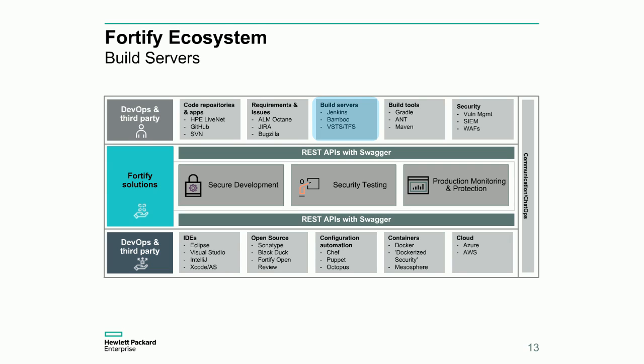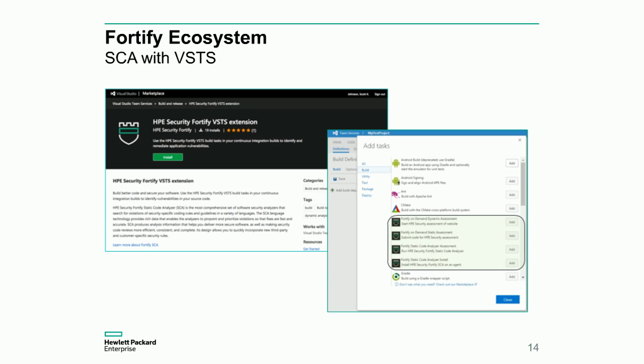Another great example is some of the things that we're doing from a build server integration standpoint. In addition to the things that we already have with integrations into Jenkins, we've also integrated our static code analyzer solution directly with Visual Studio Team Services. This is a great example of native embedded integration for static code analysis that's part of the continuous workflow directly with the VSTS marketplace. So we partnered with Microsoft. We've actually OEM'd SCA so that developers and users can add the extension as part of that workflow.